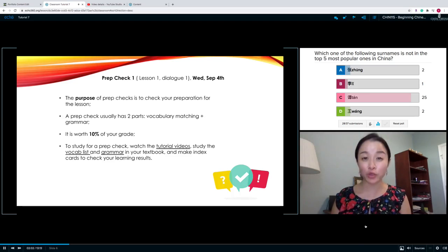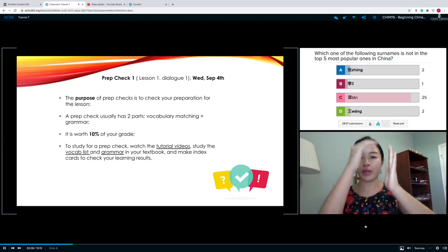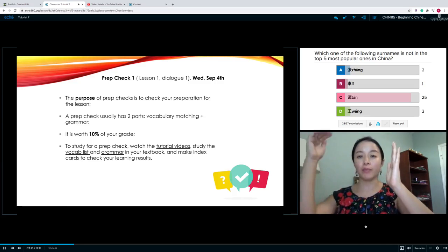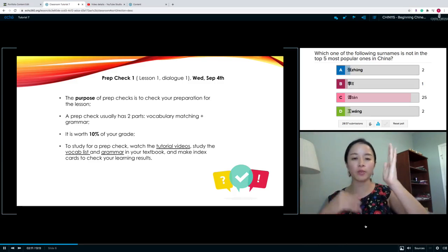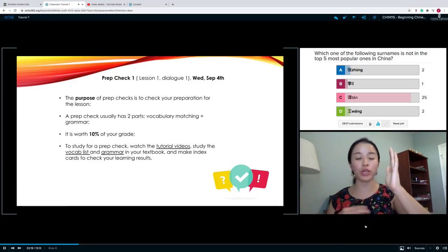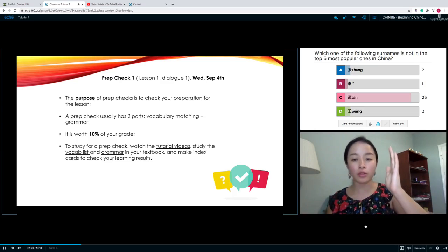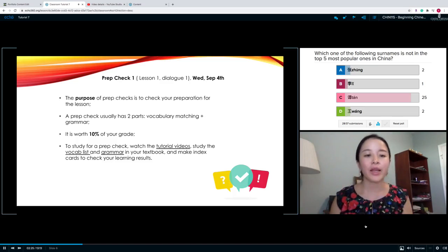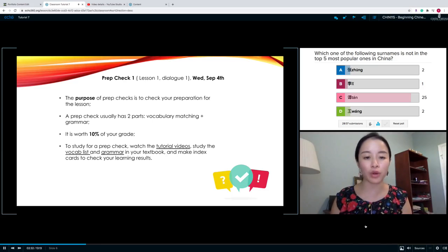A prep check usually has two parts. Vocabulary matching, so you will see on the left some characters and on the right pinyin and meanings, English translations. So you need to match them. That's the first part. And the second part is usually grammar. So for example, what is the use of this word, right? Or something like that. It's worth 10% of your final grade. So I highly recommend you to treat it seriously and do your work.